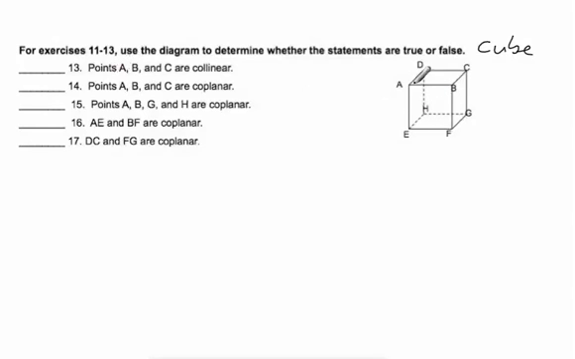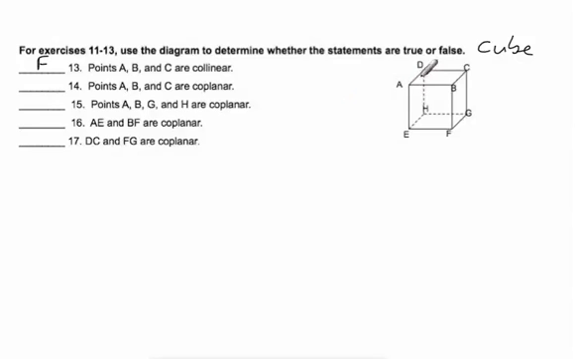Points A, B, and C are collinear. Are points A, B, and C collinear? No, they do not all lie on the same line. They are on 2 different lines, so that would be no, false rather. That would be false.